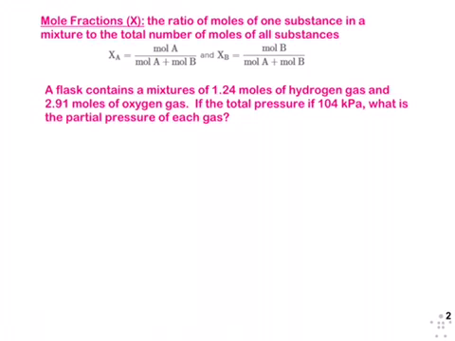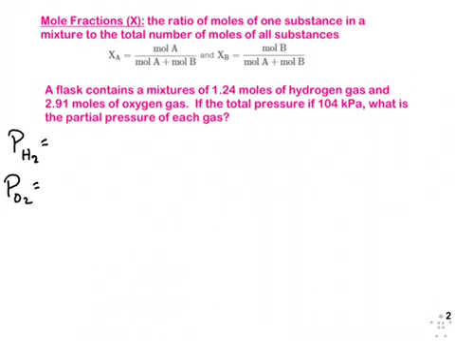In order to do these problems, when we look at partial pressures, you need to first be able to calculate mole fractions. This is the ratio of moles of one substance in a mixture to the total number of moles of all the substances. So a flask contains a mixture of 1.2 moles of hydrogen gas and 2.91 moles of oxygen gas. If the total pressure, or P total, is 104 kilopascals, what is the partial pressure of each gas? We are looking for the pressure of the hydrogen gas and the pressure of the oxygen gas.